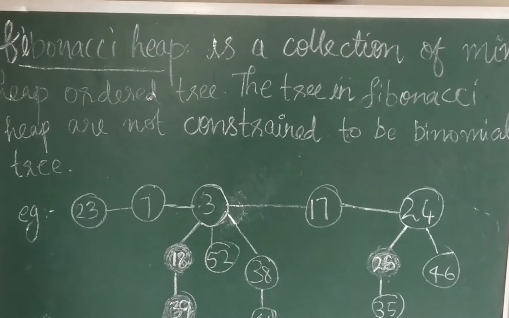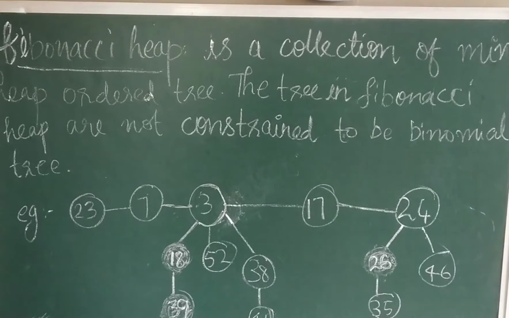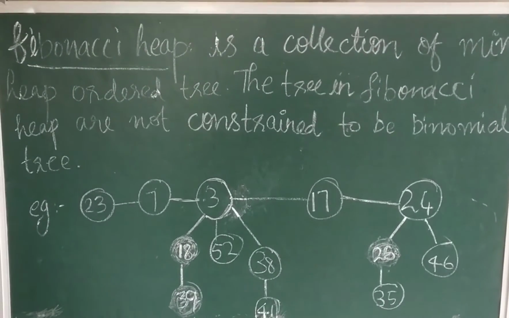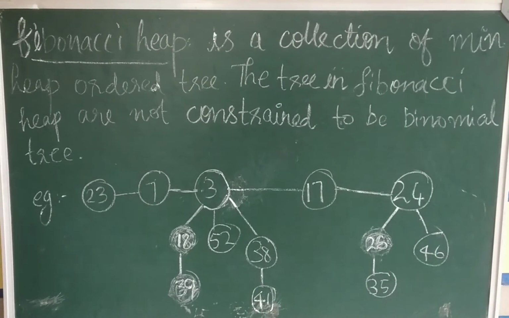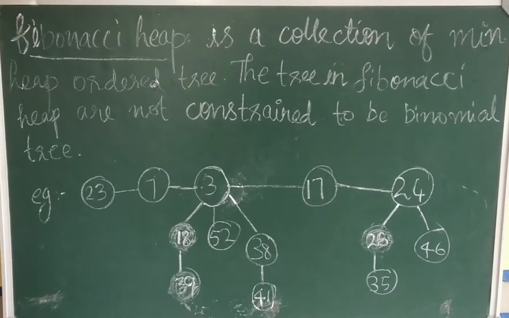Fibonacci heap. A Fibonacci heap is a collection of min-heap ordered trees. The trees in a Fibonacci heap are not constrained to be binomial trees. So, first, to know what a Fibonacci heap is, we should know what a min heap is, what a binomial tree is, and what a binomial heap is.